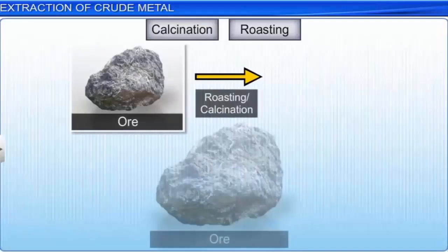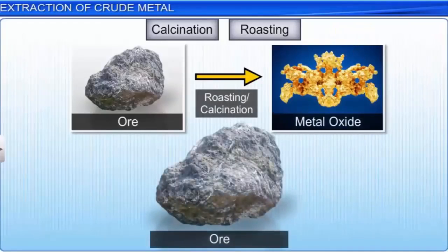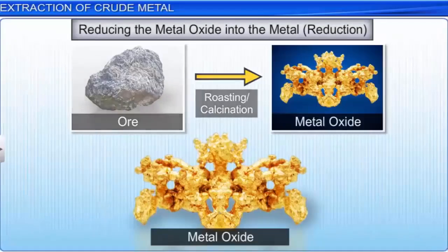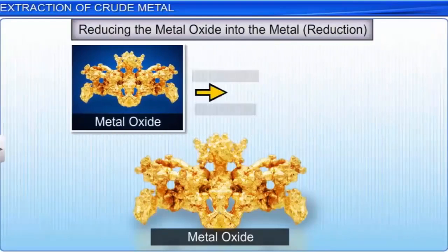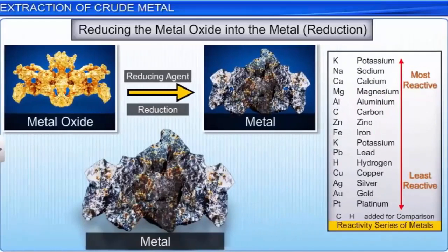Roasting or calcination converts an ore into metal oxide and makes it porous. The metal oxide is porous because the volatile impurities are expelled and the moisture is removed during roasting or calcination. Now, the metal oxide is suitable for reduction. The metal oxide is reduced to metal by using a suitable reducing agent. The choice of the reducing agent depends on the reactivity series of the metal.